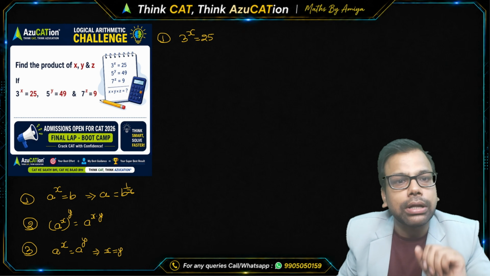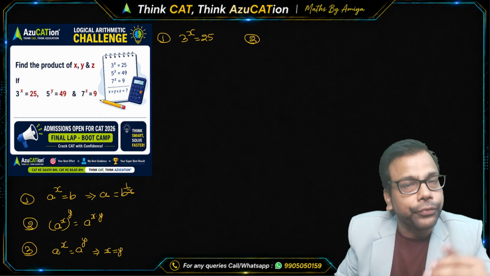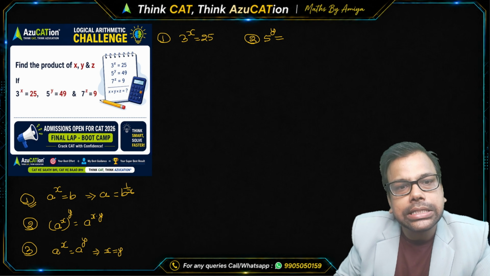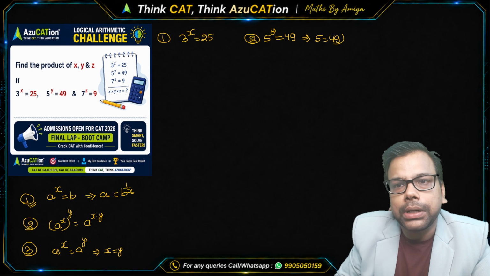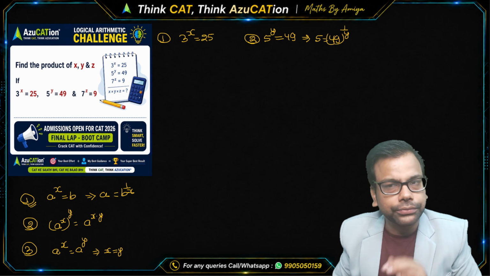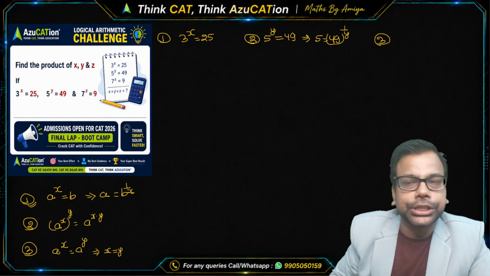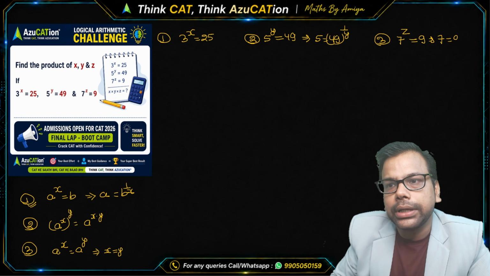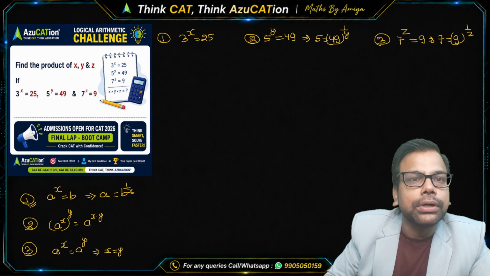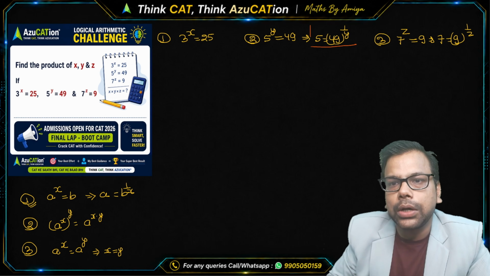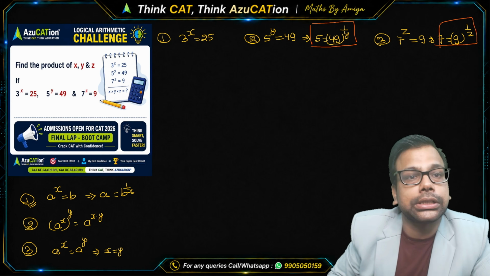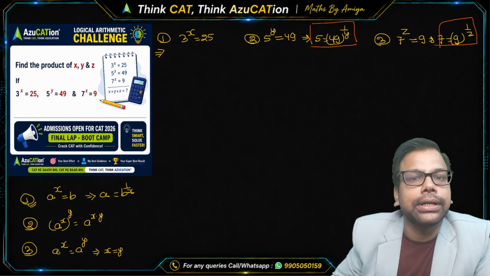We use the second concept in the first property. We have 5 raised to power y is given 49. That implies 5 is equal to 49 raised to power 1 by y. The third condition given is 7 raised to power z is equal to 9. That implies 7 is equal to 9 raised to power 1 by z. So we have 2 outcomes here. The first is this outcome, and the second is the outcome for the 7. We are going to use these in the first equation.